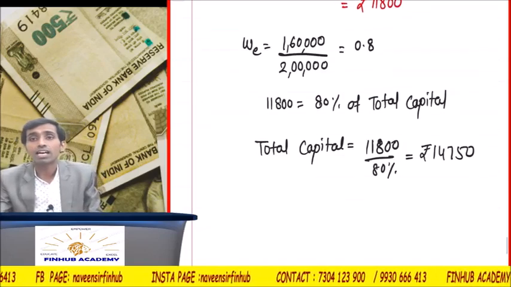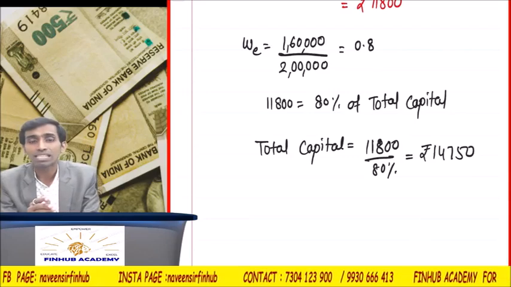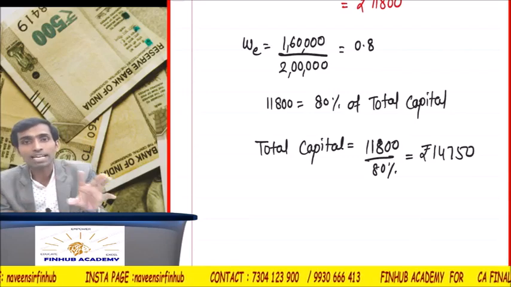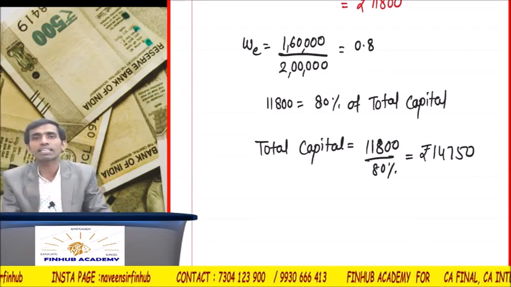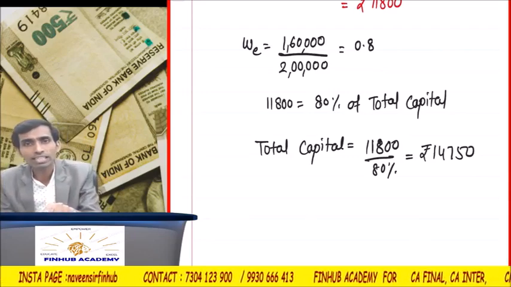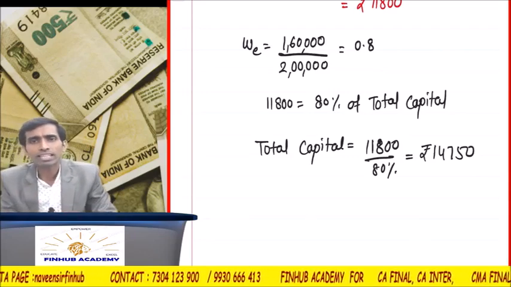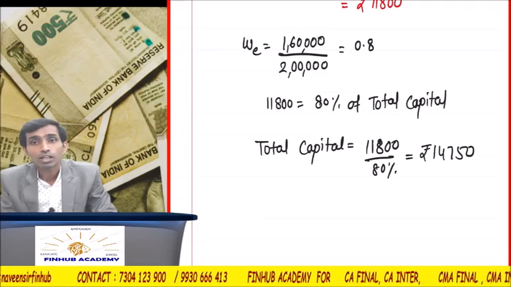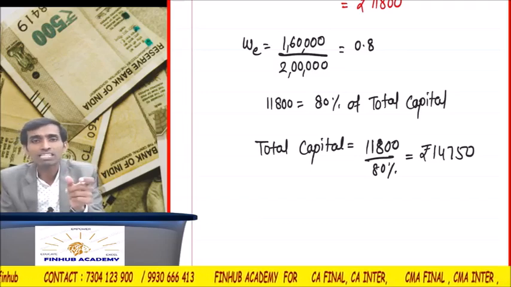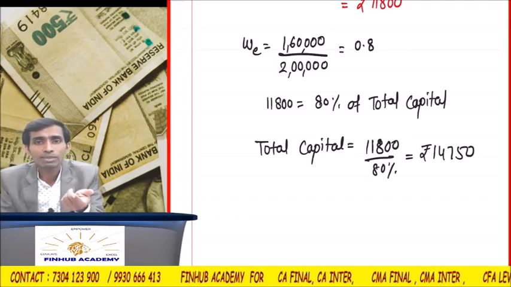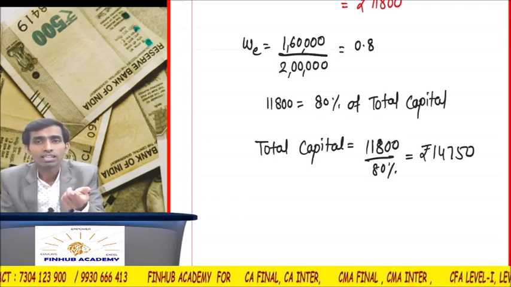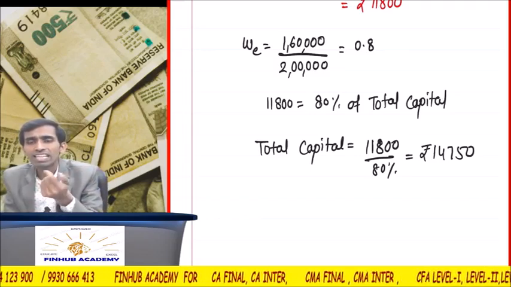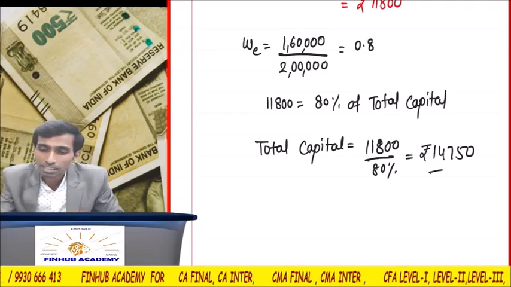14,750. Understand? Out of 14,750, please understand, 80% will be financed by what? Equity. Equity means retained earning. Without issuing equity, retained earning is also part of equity, no? Is that clear? So 11,800 will be financed by retained earnings. You can make capital investment of how much?